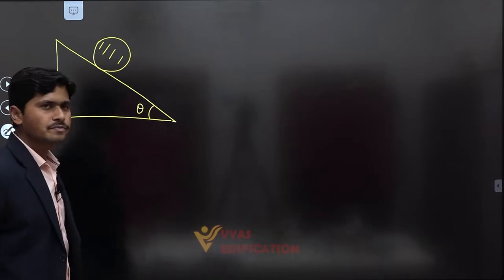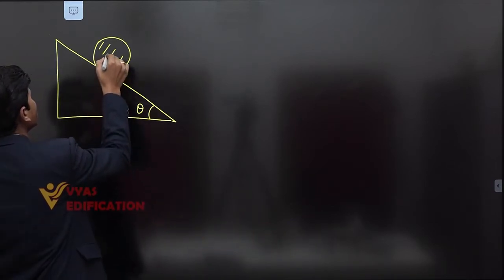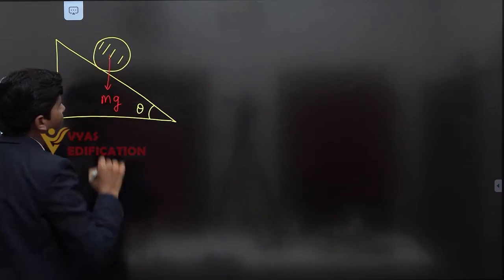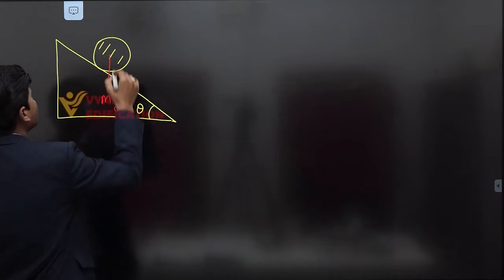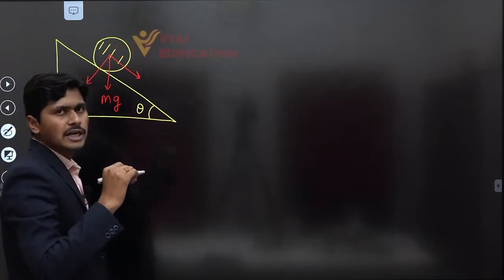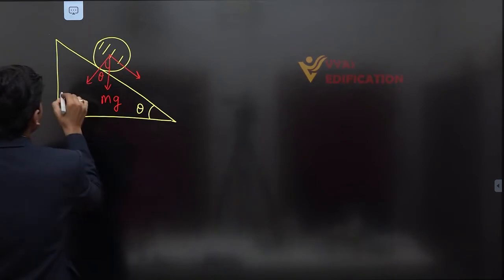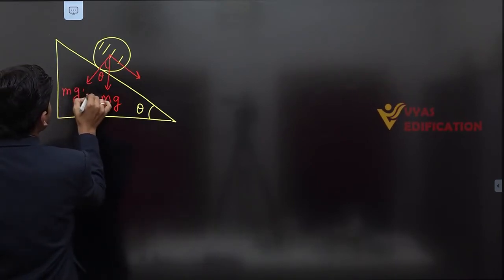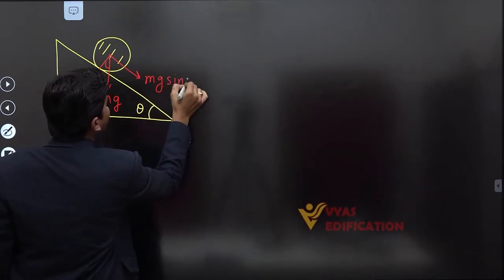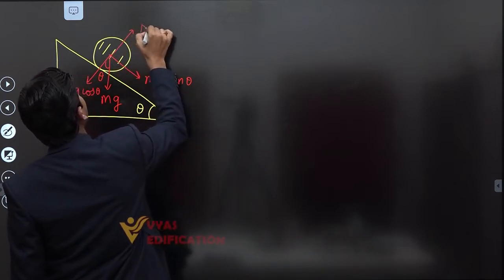Now if we talk about the different forces acting on this body, I can say one force is acting in this direction, that is mg. Clear? And after that we can take two components of this force, one in this direction, another in this direction. I can say this angle is also theta. So this is mg cos theta, and this is mg sin theta. Clear? We also have a normal reaction here.